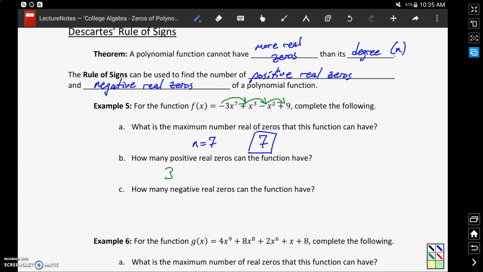But what it means is we start with whatever value we come up with, which is the number of sign changes, and we continue to subtract 2 from that until we get down to 0. So we'd start off with 3, subtract 2 to get 1. If we subtracted 2 again, we would be past 0. So we'll stop there. The rule of signs then tells us that this function can have either 3 or 1 positive real zeros.